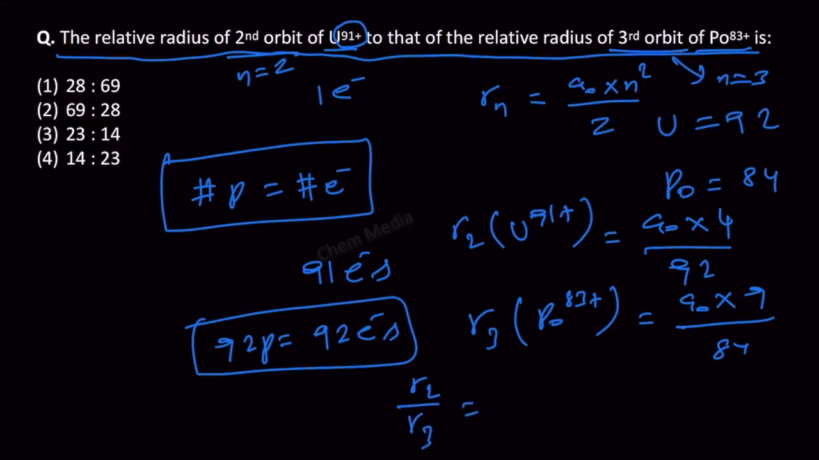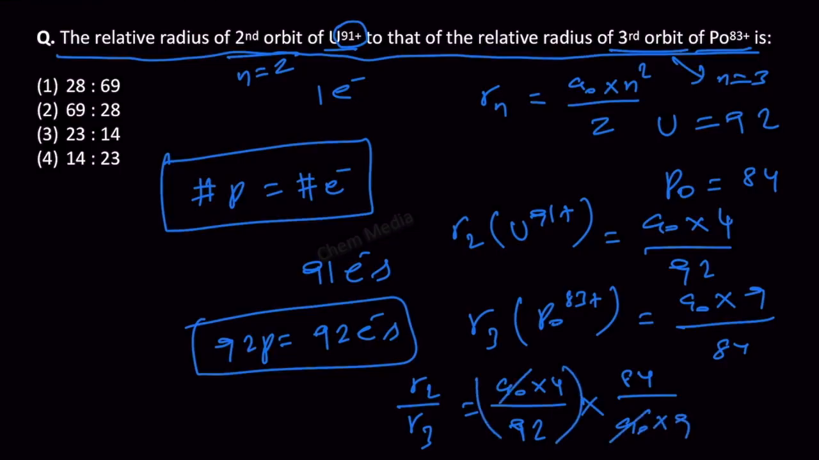So this is equal to a0 times 4 divided by 92, times, we have to reverse the other one, 84 divided by a0 times 9. a0 is common, we can cancel that. This one we can divide by 4, so 1 times 4, and 92 is 23 times 4, and this whole term we can divide by 3, so 3 times 3 is 9, and 84 is 28 times 3, 8 times 3 is 24, so therefore 28.